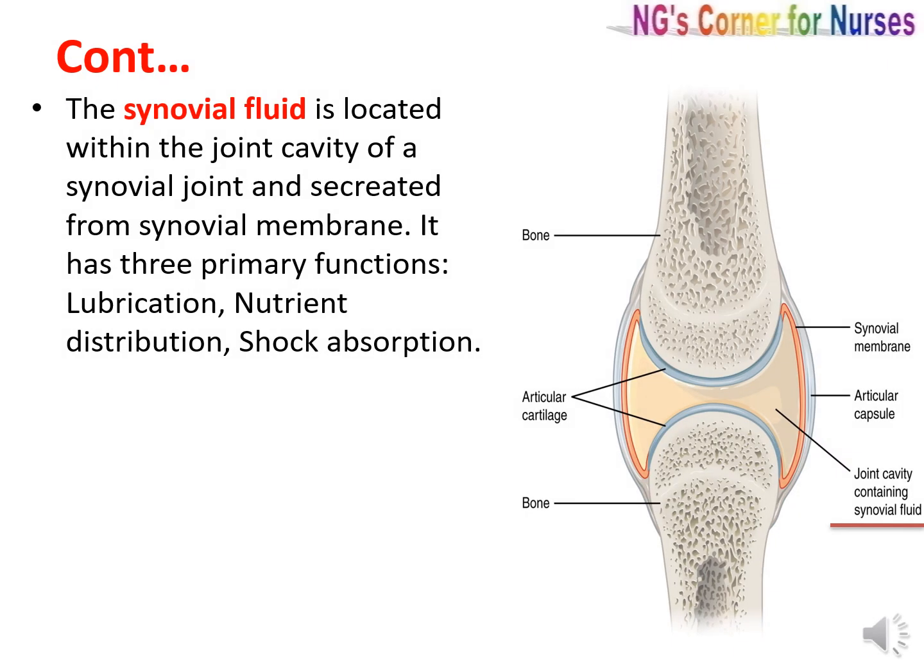Next is the synovial fluid, which is located within the joint cavity of a synovial joint and secreted from synovial membrane. It has three primary functions, that is lubrication, nutrient distribution and shock absorption. In this picture we can see the joint cavity is filled with synovial fluid which is secreted from synovial membrane.